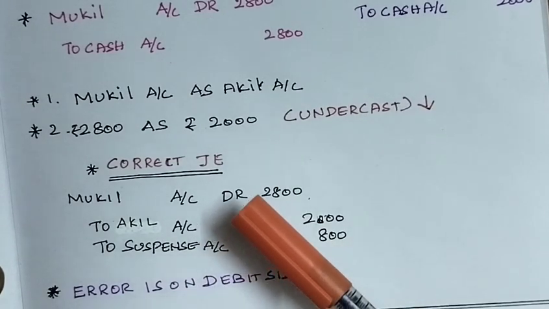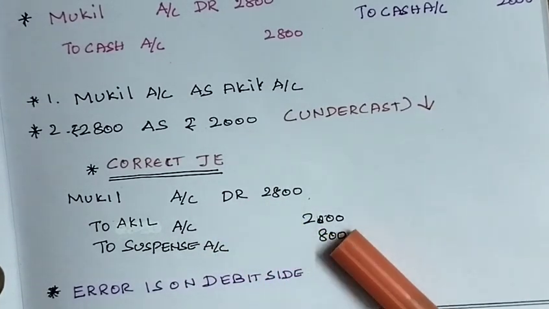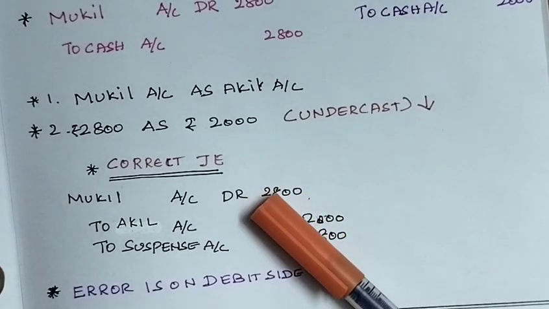Okay, now debit is always equal to the credit side. Credit is always equal to the debit side.